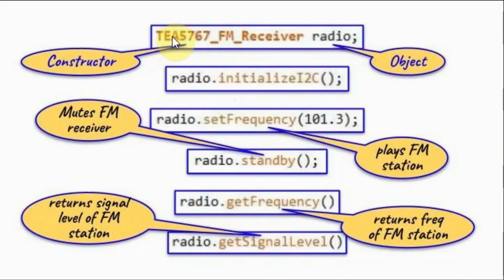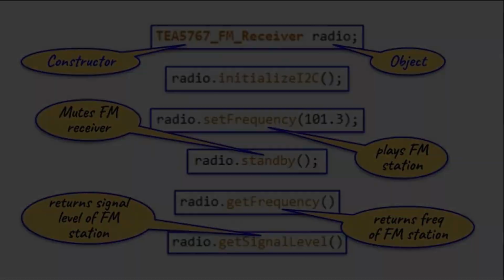The created library has this constructor, which is used to declare objects. The library has five methods. This method initializes the I2C circuitry of the ATmega328 microcontroller. This method plays the FM station based on the input frequency. This method puts the FM receiver in standby mode by muting the receiver. This method returns the frequency of the currently playing FM station. And this method will return the signal level of the FM station.